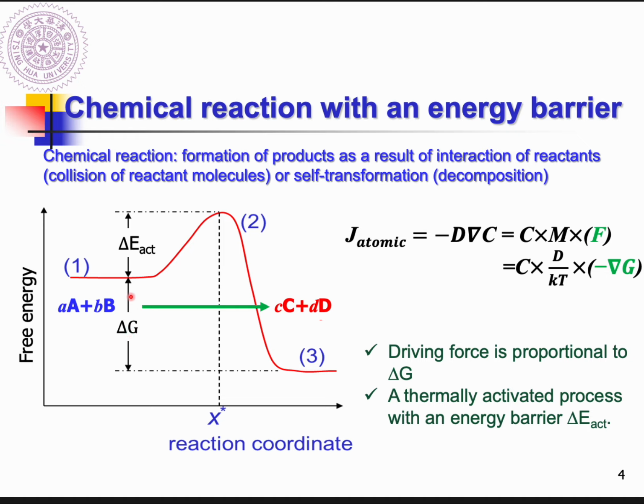So delta G also will affect the reaction rate. And also the activation energy, as I mentioned before: if you have a lower energy barrier, that will allow more reactants to generate product, so that also will increase the reaction rate. So both activation energy and delta G will affect the reaction rate here.